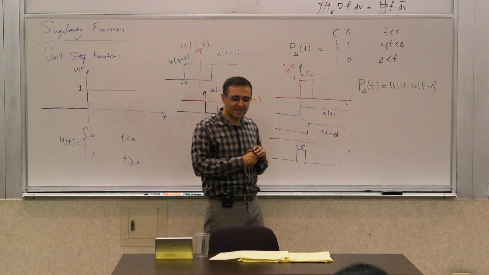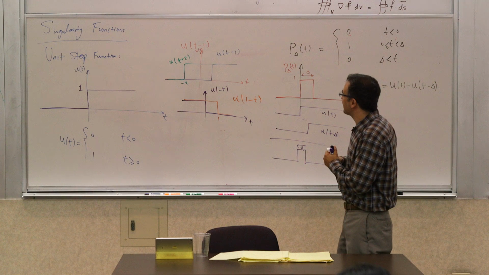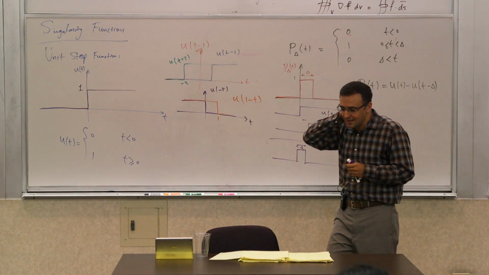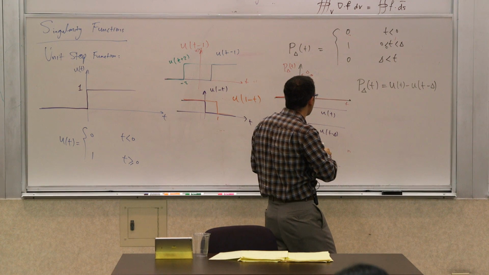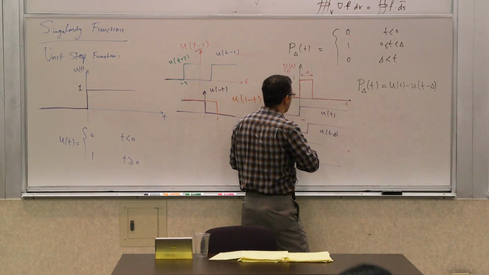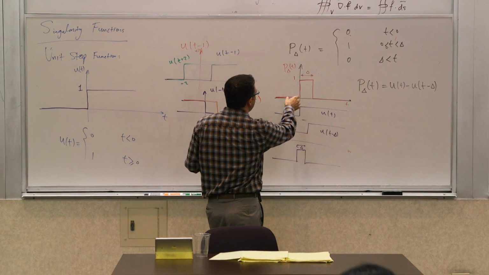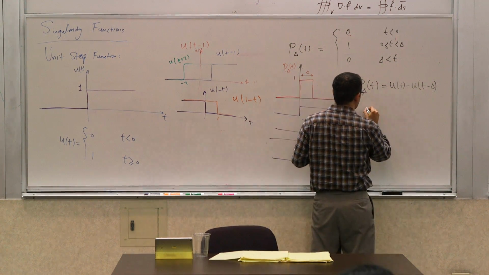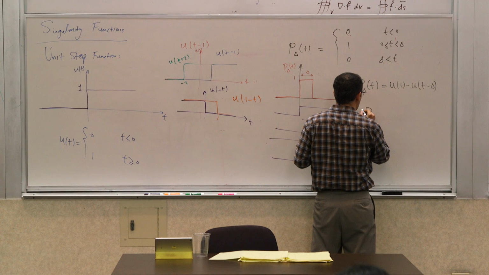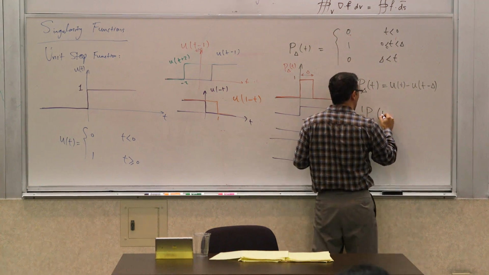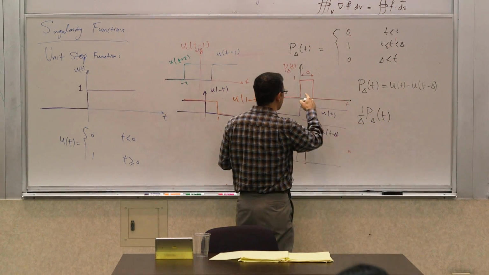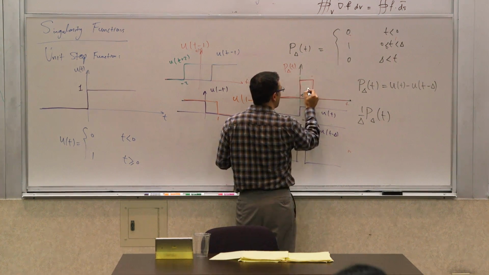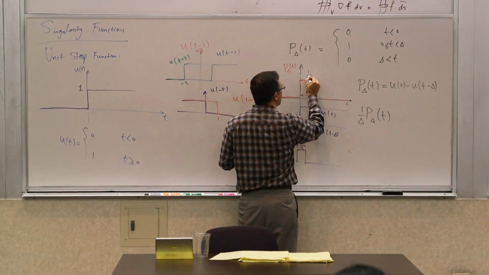All right. So let's continue. Now, this is the pulse function. I want you to pay attention to this. What happens if I take this pulse and scale it by delta itself? So let's say I look at 1 over delta of p of t. It's the same function, except its width is delta, but its height, instead of being 1, is 1 over delta.